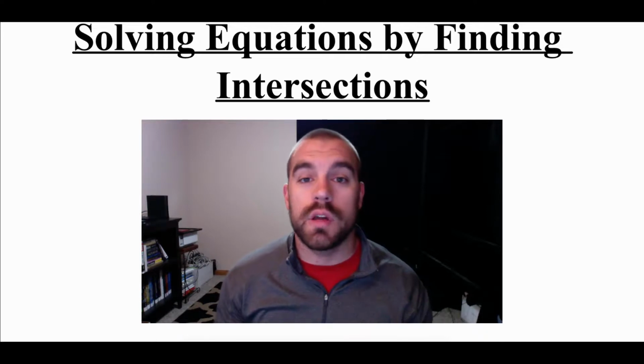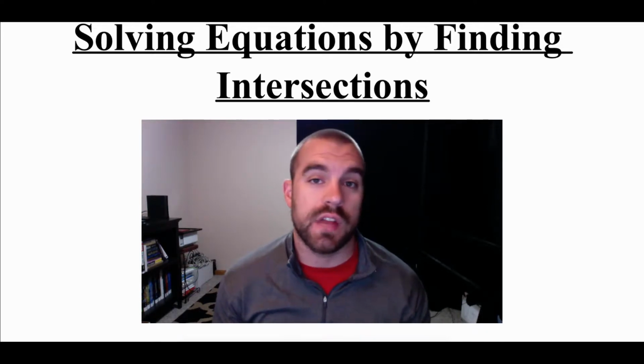In this video we're going to look at solving equations by finding intersections. When we're finding intersections, we're looking at the graph of a couple different equations and figuring out where the lines of our graphs intersect each other. So say we wanted to solve the equation the absolute value of 2x minus 1 is equal to 6.